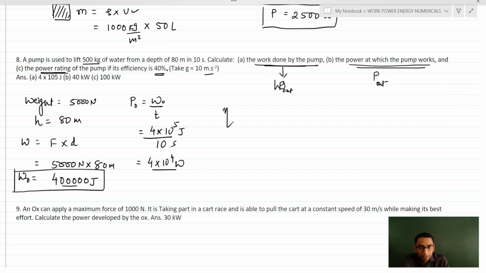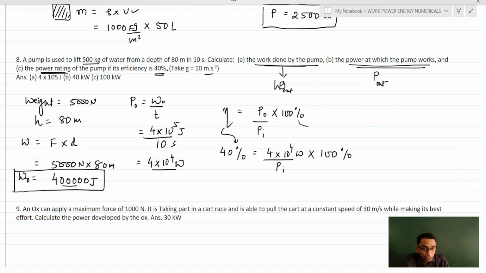Now efficiency is equal to power output upon power input times 100%. And 40% is given to us, so 40% is equal to power output, that is 4 into 10 raised to 4 watt, divided by power input, which is what we are supposed to find out. So I am just writing it as PI times 100%. Please understand, if you are writing efficiency in percentage over here, you need to write down 100%. Percentage goes off, 10 goes off, 4 goes off. Then simply power input is equal to 10 to the power 5 watt.